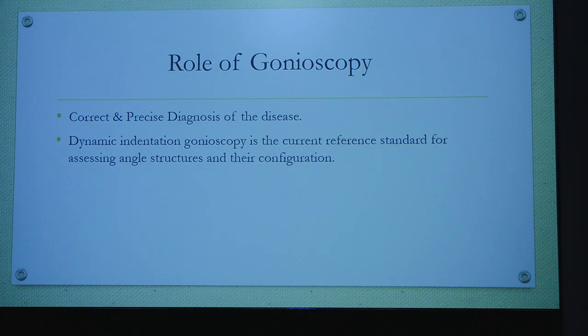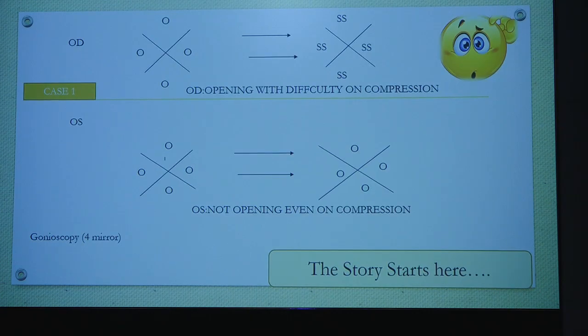along with dynamic indentation gonioscopy, which is referred to as the current reference standard for assessing the angle structures and their configuration. I'm not going to go into the details of the angle structures because we all know that. Let's see some common case scenarios where gonioscopy can help us, and how the newer modalities which are gradually coming into the picture are going to help and aid in the further diagnosis of our patients.